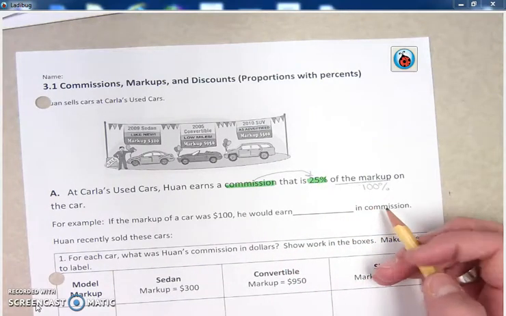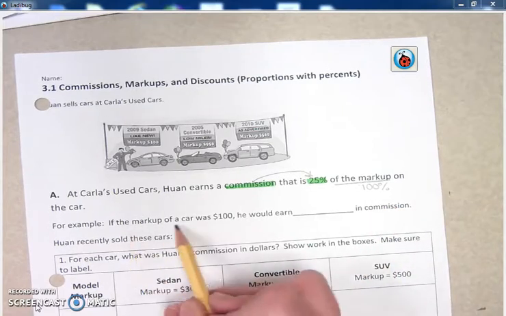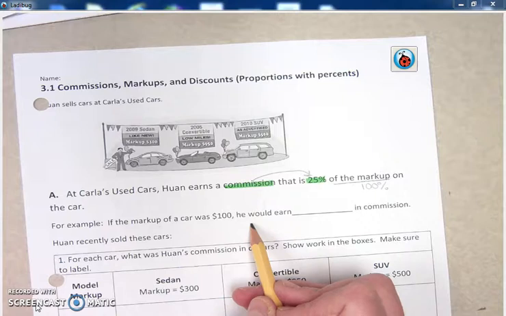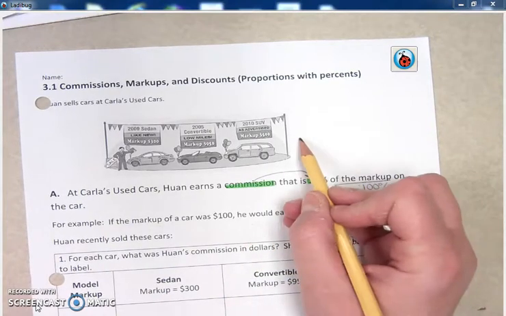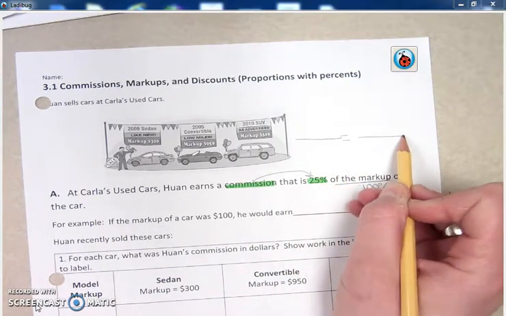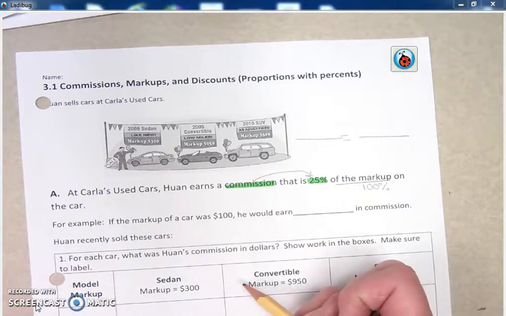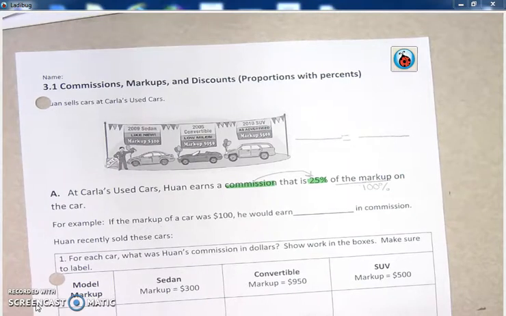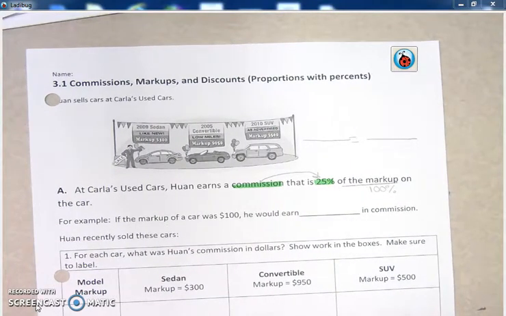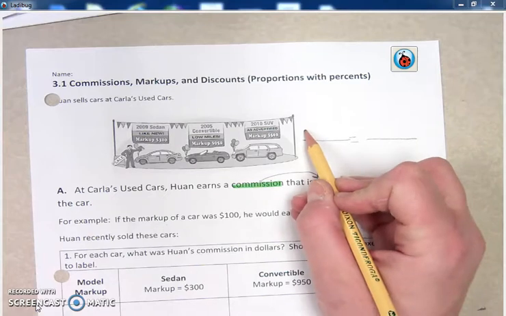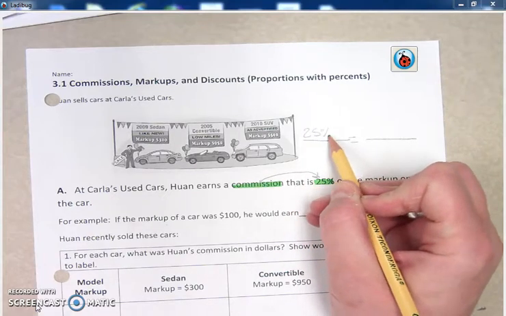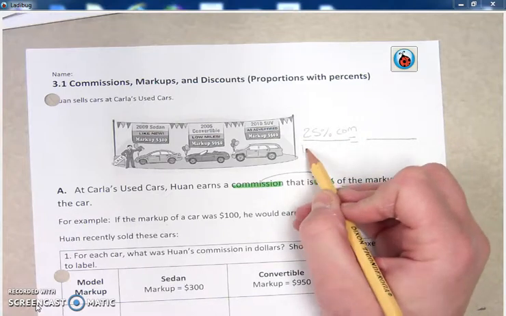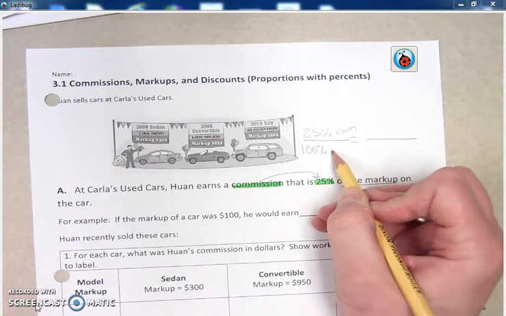So what that means is, if the markup of a car was $100, then how much would one earn in commission? Here's how we're going to figure that out. We're going to use a proportion, and all our proportions on the front here are going to be the same way. If you have the worksheet, you can fill it in as I go, but if you have a piece of paper, just go ahead and write this down with me. 25% is the commission. He gets 25% of the markup. So the 100% is the markup.